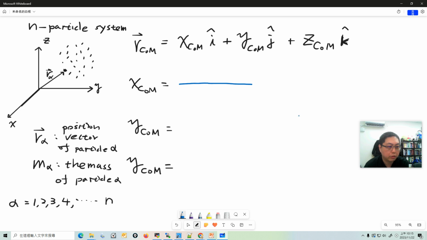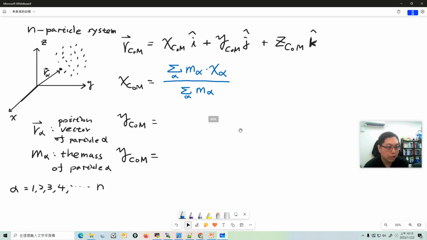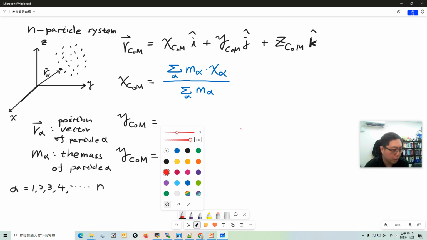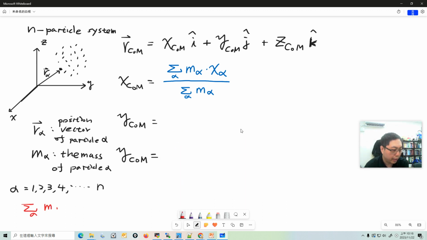You just take the summation over alpha of m alpha, the mass of each particle, times its own x coordinate, summed over all of the particles in the system, and divided by the summation over alpha of m alpha. The summation of m alpha is the total mass of the system. So this formula will become like this.